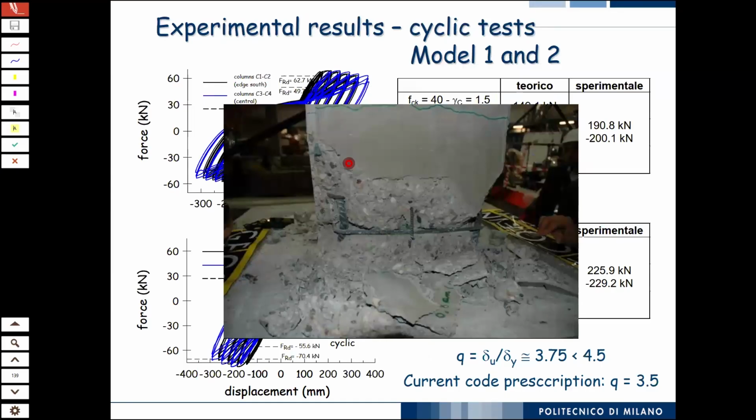And you see here, this is at the end of the tests. We had the failure of the bottom of the column. There was some spalling. You see, this is one stirrup here, this is one stirrup here, and this is one longitudinal reinforcement. You see how close the stirrups are here.